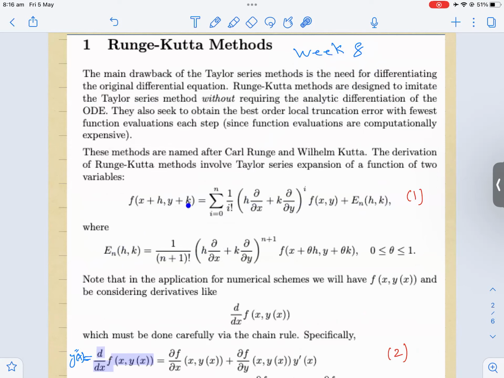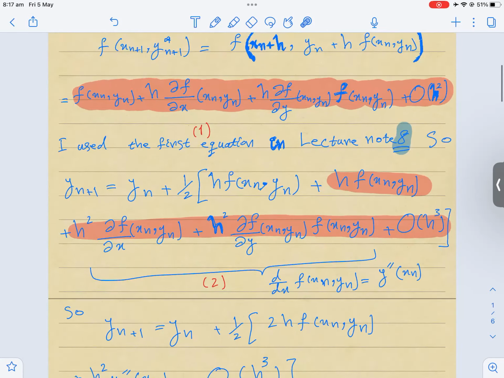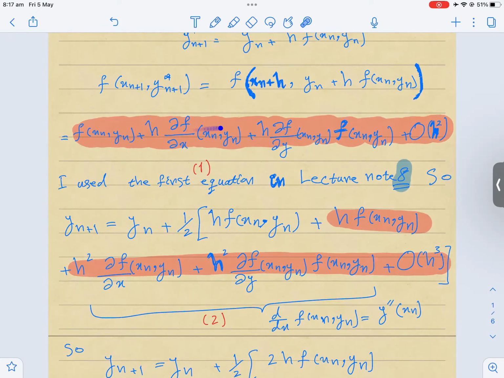Over there, k is the same as h here. For i equals 0 it is just f, so this will be 1. For i equals 1, this term times f. Then we didn't write i equals 2, we have written O(h squared). Okay, now I can write this.